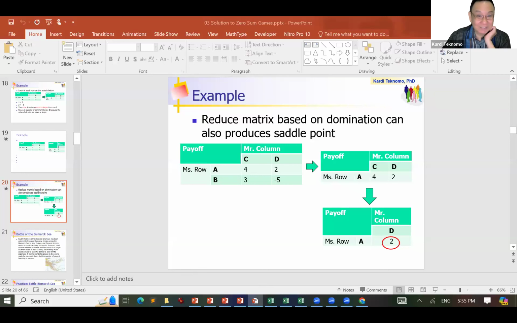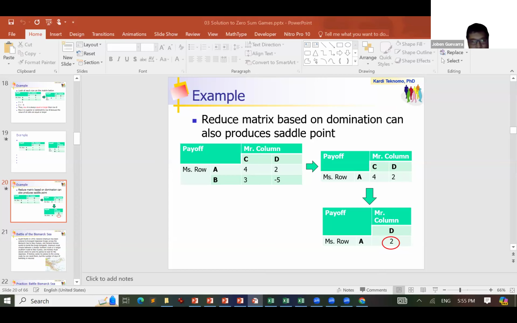Yes, Jovin. So is it always consistent that one row is always dominant? No. For example, sir, domination does not always exist. I'm just thinking, sir, for example, in this example, row A has 4, 2, while row B, for example, I change the -5 into 1.